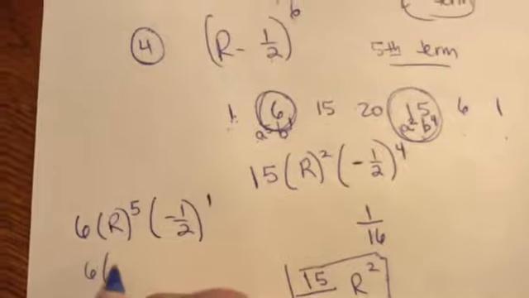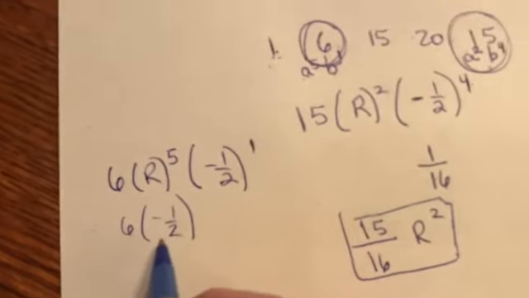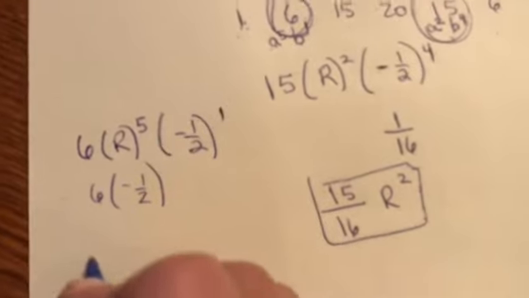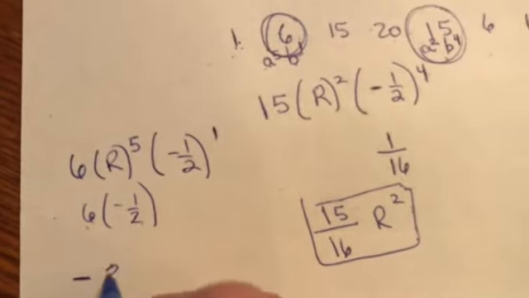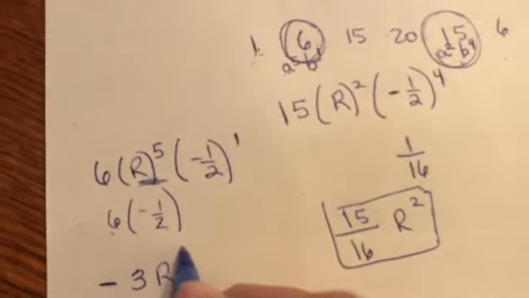So you've got 6 times negative 1/2. If you don't like to do this, use your calculator. But a positive and a negative is a negative, and 1/2 of 6 is 3. So I'm going to get negative 3 r to the 5th.